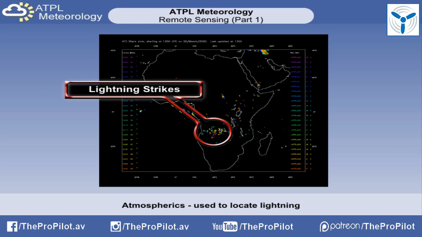Next, let's take a look at a form of remote sensing called atmospherics. This is a technique used to identify areas of lightning and hence thunderstorm activity.